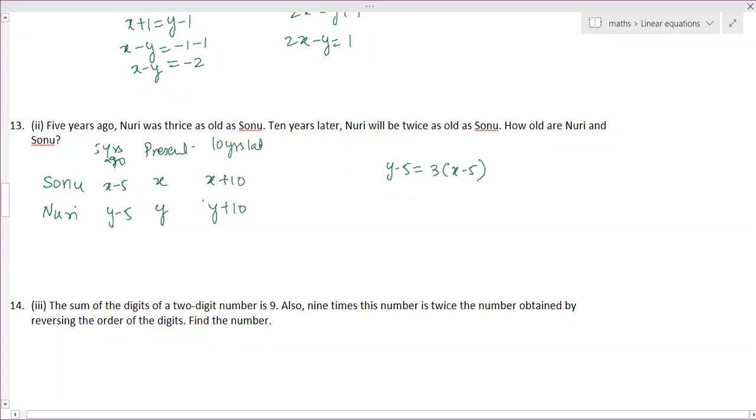And then the second equation: after 10 years, x plus 10 and y plus 10. So y plus 10 is equal to 2 into x plus 10. Okay, right. Solve these two equations and find the answer of x and y. So first equation, you have to make it simple.